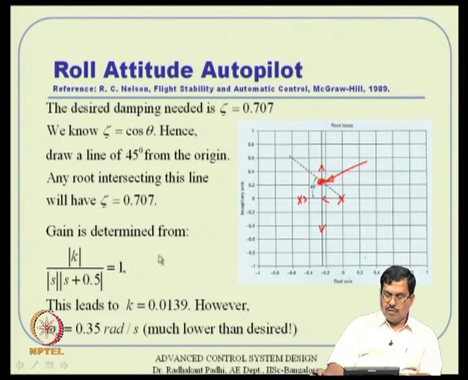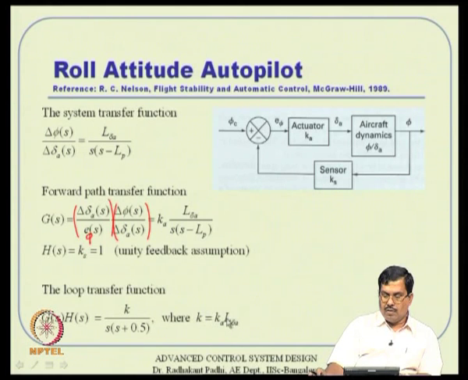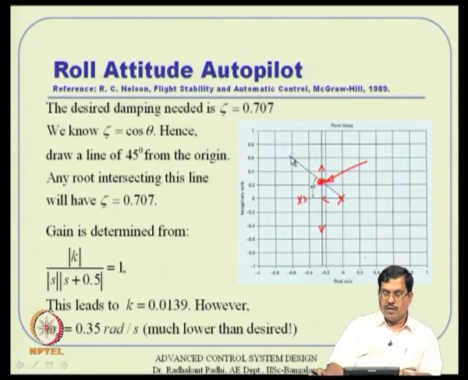By selecting this gain k, we are able to select k a, because we know this parameter L into delta a, which is part of this transfer function. Once you know that value, obviously you divide by it to get the k a value. But once you know the k a value, that is not sufficient. It satisfies the zeta condition, because we have selected it that way.